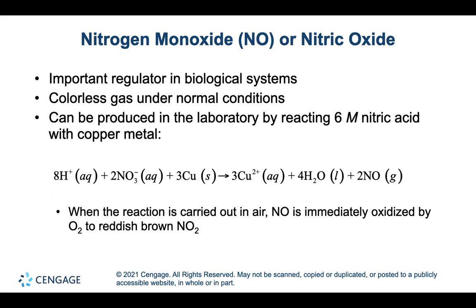Nitrogen monoxide, nitric oxide, is an important regulator in biological systems. It's produced by 6 molar nitric acid and copper metal as one of its ways of being produced. And then it quickly reacts with oxygen and turns into reddish-brown NO2.